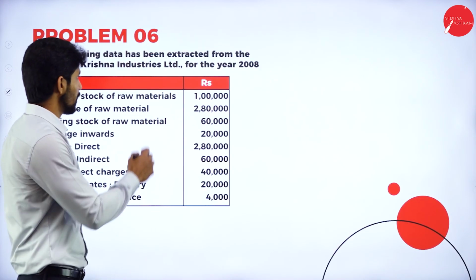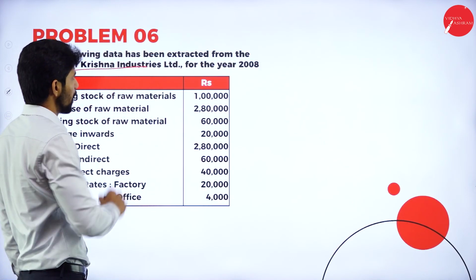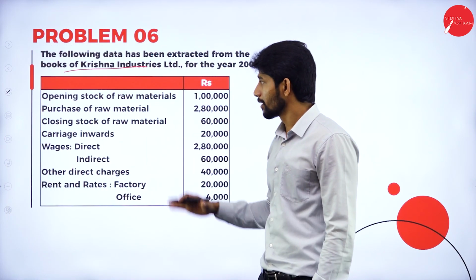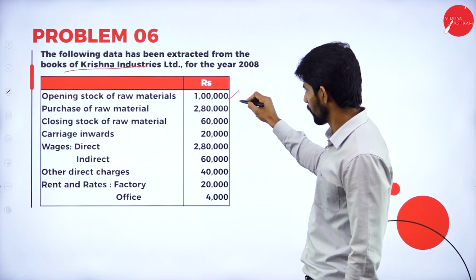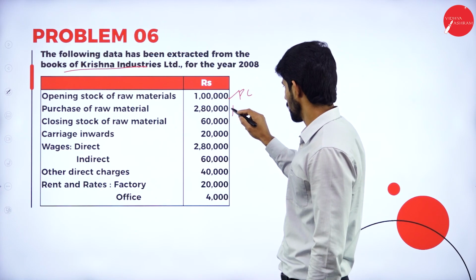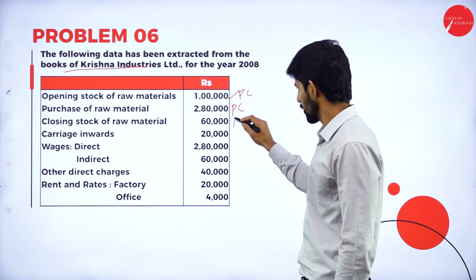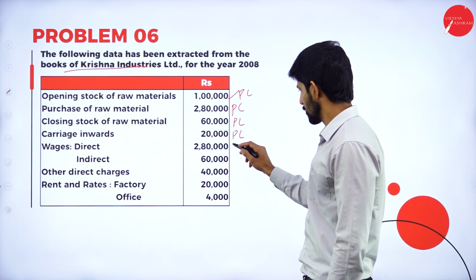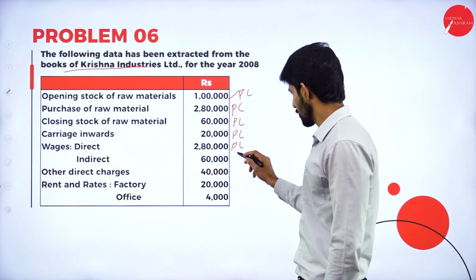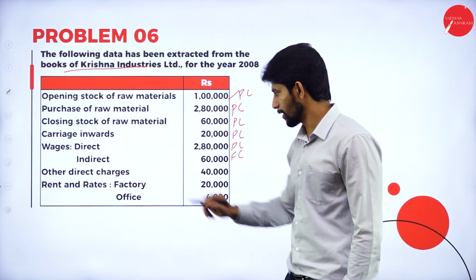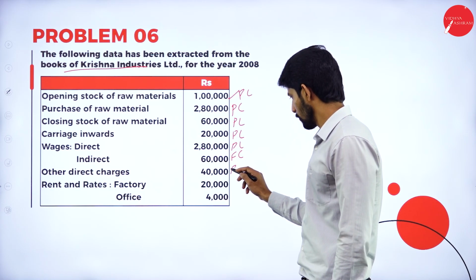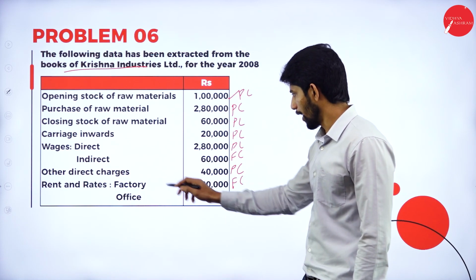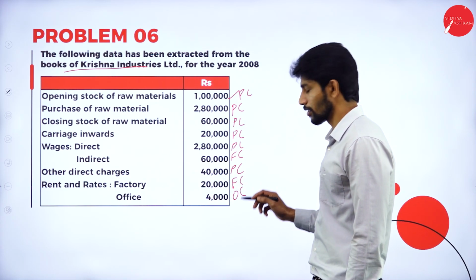The following data has been extracted from the books of Krishna Industries Limited for the year 2008. So with this information, we are supposed to prepare the cost sheet. So opening stock of raw material, prime cost. Next, purchase of raw material, prime cost. Closing stock of raw material, prime cost. Carriage inward, prime cost. Direct wages, prime cost. Indirect wages, factory cost. Next, other direct wages, that is prime cost.